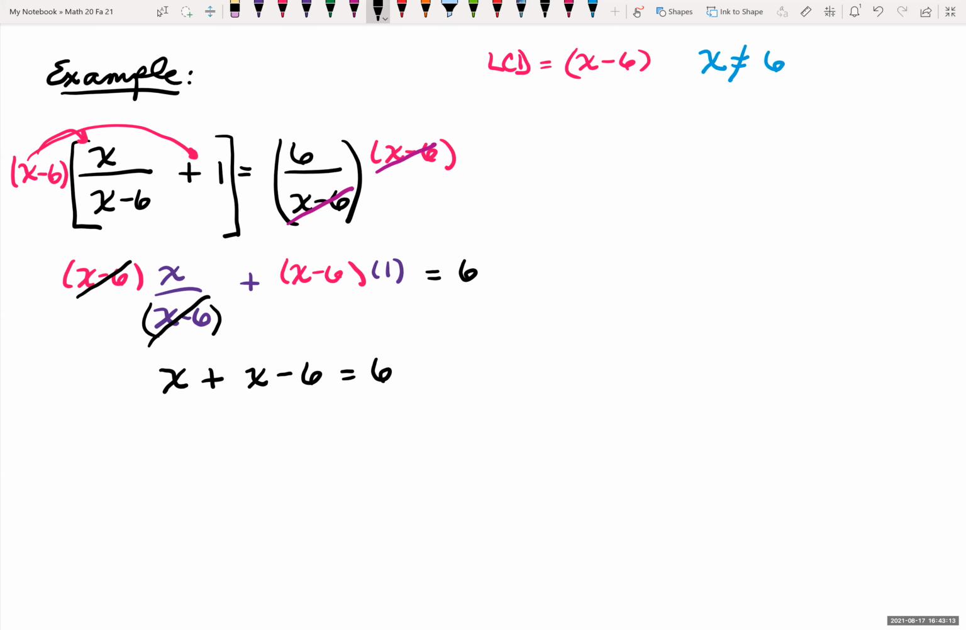Combining like terms on the left-hand side, 1x plus 1x, that's 2x minus 6 equals 6. Get the constants to one side. Adding 6 to both sides, we get 2x is equal to 12. Divide both sides by 2, and I end up getting x is equal to 6.